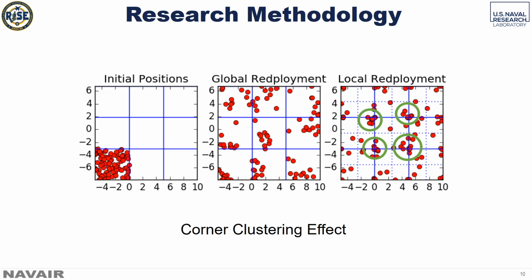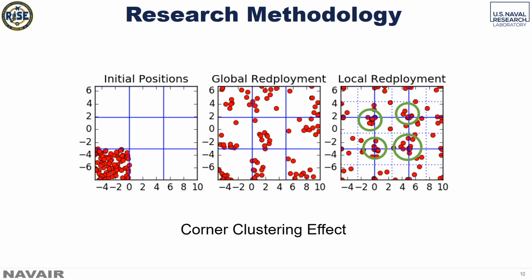The undesirable trend that's starting to emerge is this corner clustering effect. Essentially, what's happening is when an agent is redeployed from one region or subregion to another, the agent that is chosen to move is the one that is closest to the center of the destination region or subregion. This tends to leave the agents that don't move left behind in a corner.